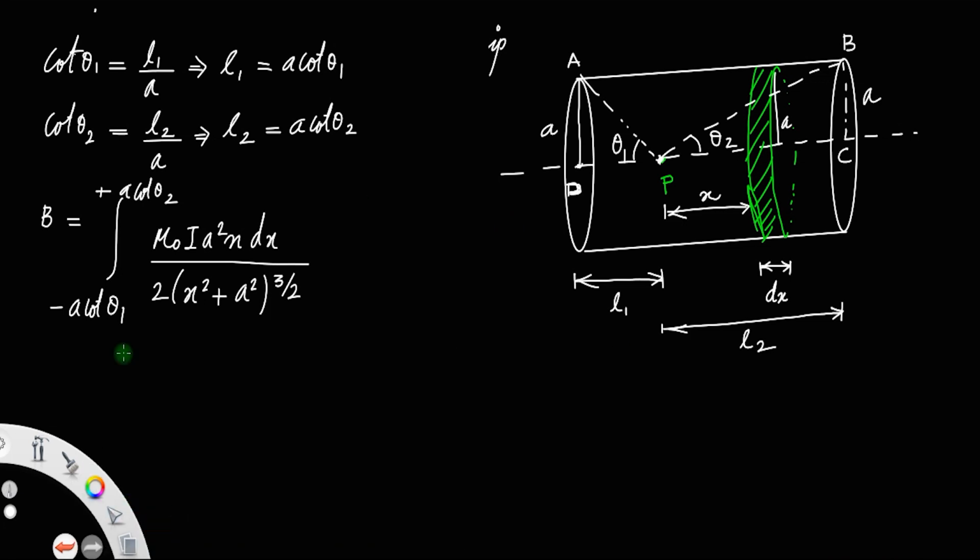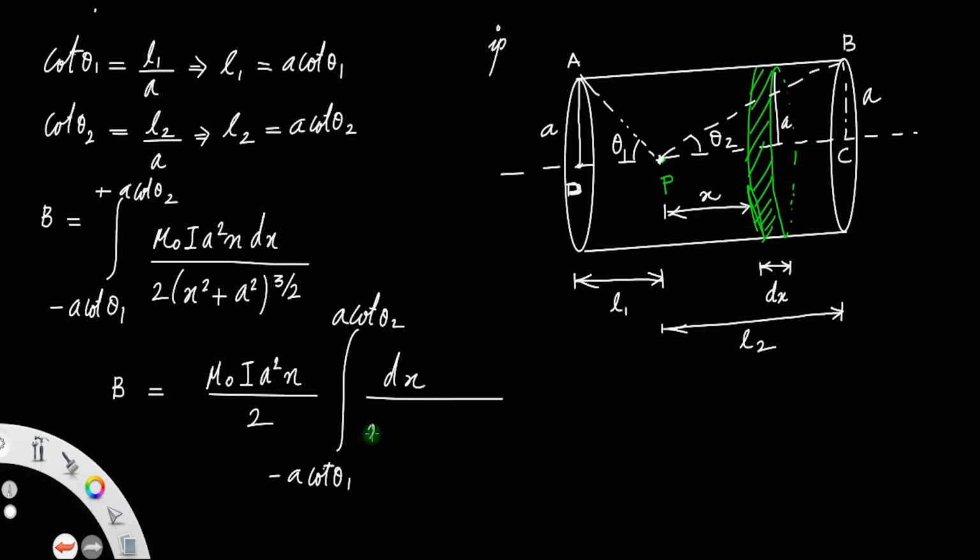Therefore, when you look at this equation, mu 0, I, a square and so on are constants, so you can take them out. Therefore, B is equal to, also this 2 is constant, mu 0 I a square n by 2 integral from minus a cot theta 1 to a cot theta 2 of dx by (x square plus a square) whole raised to 3 by 2.